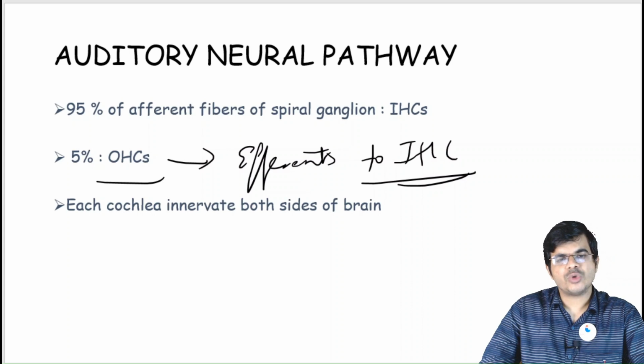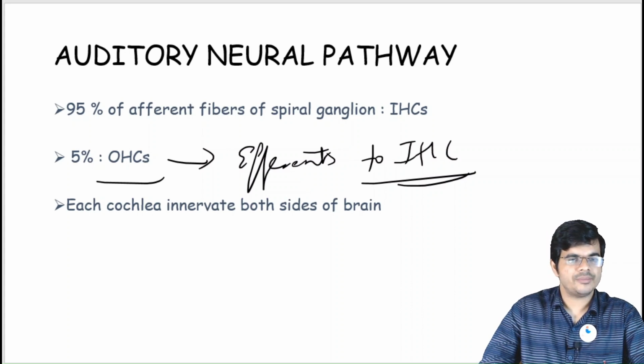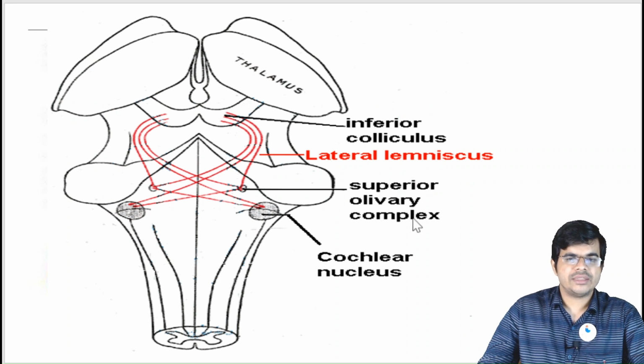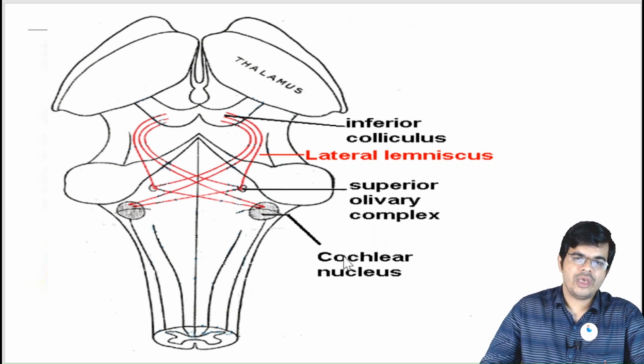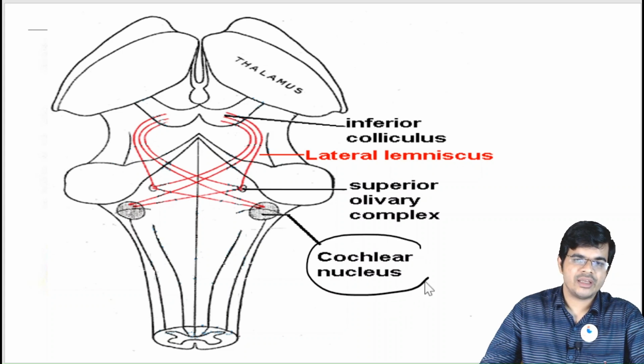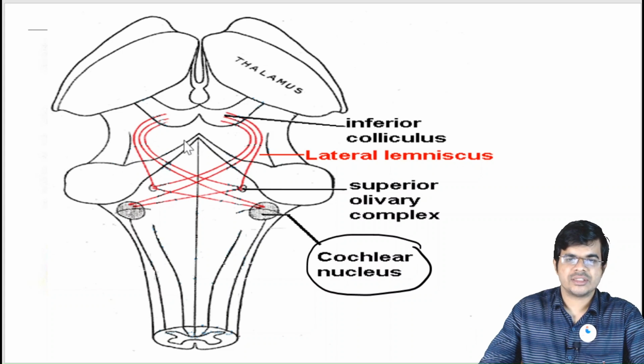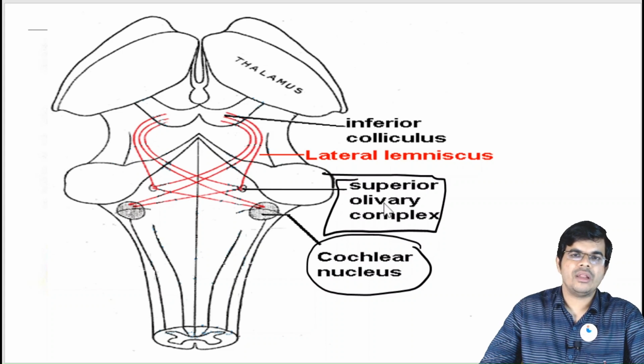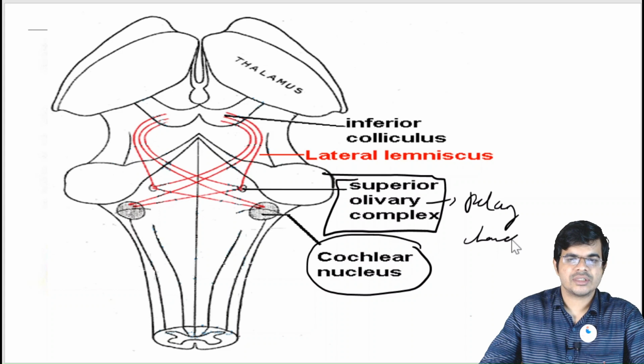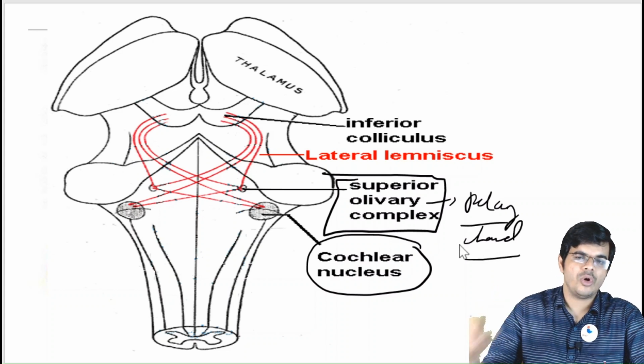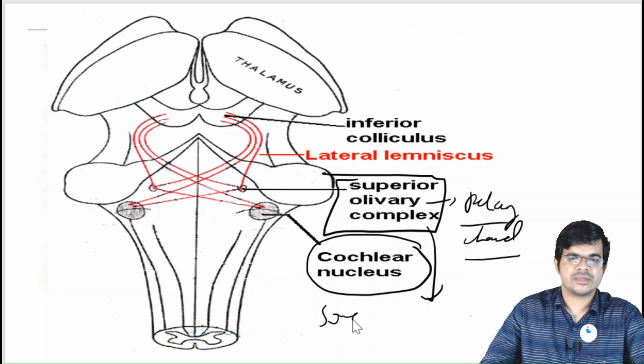Each cochlea innervates both sides of the brain. How does this happen? From the 8th cranial nerve, where does the sound go to? It goes to the cochlear nucleus. After going to the dorsal and ventral cochlear nuclei, it goes to the superior olivary complex, where it gets decussated. The superior olivary complex has two important functions. One is that it acts as a relay channel of the auditory reflex. The second is that it helps in sound localization.